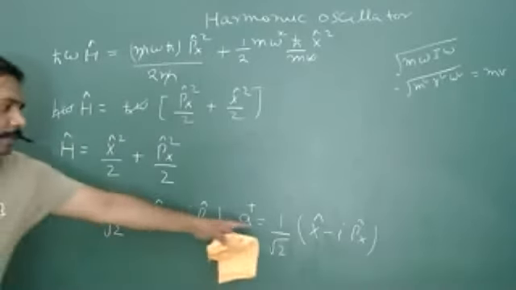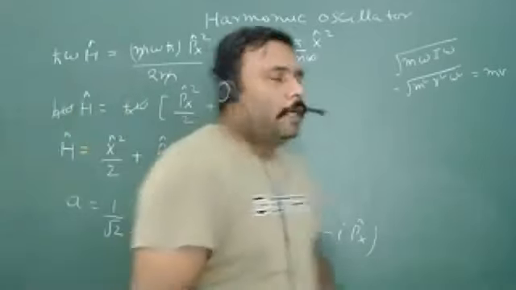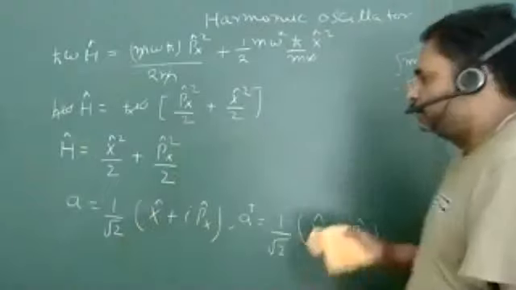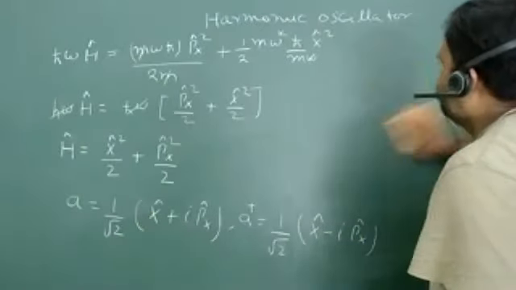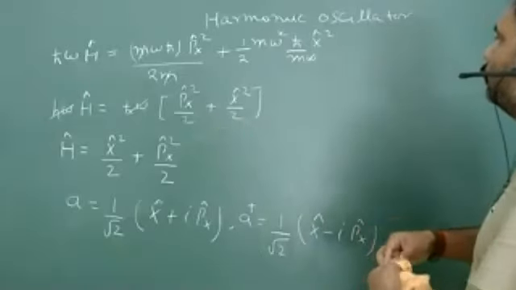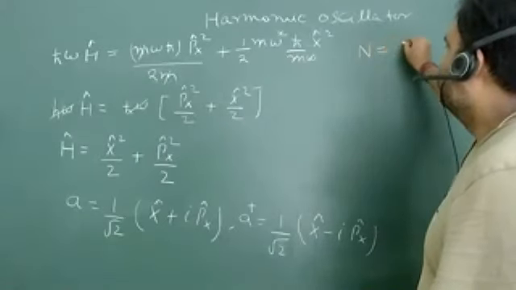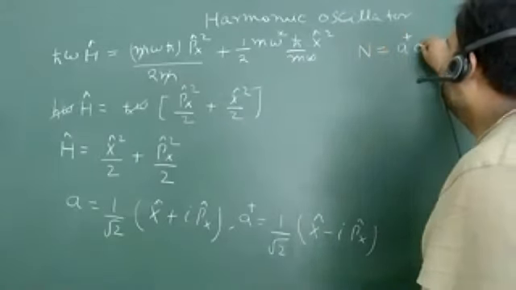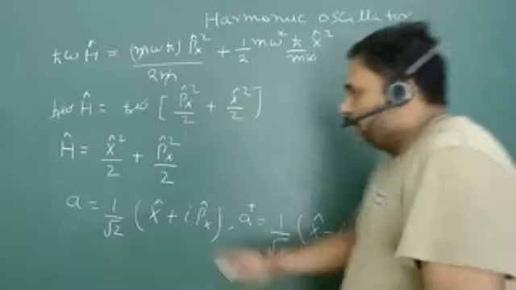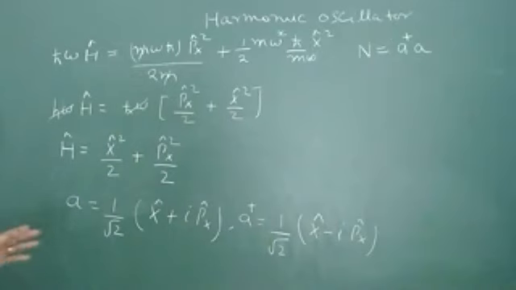These are the Hermitian conjugates of each other, you can see. Now, let's try to figure out what a dagger a will be. We are going to define a new operator, the n operator, which is nothing but a dagger a. And please, these are operators, so you cannot use them as numbers. So this is my Hamiltonian. Let's try to figure it out.